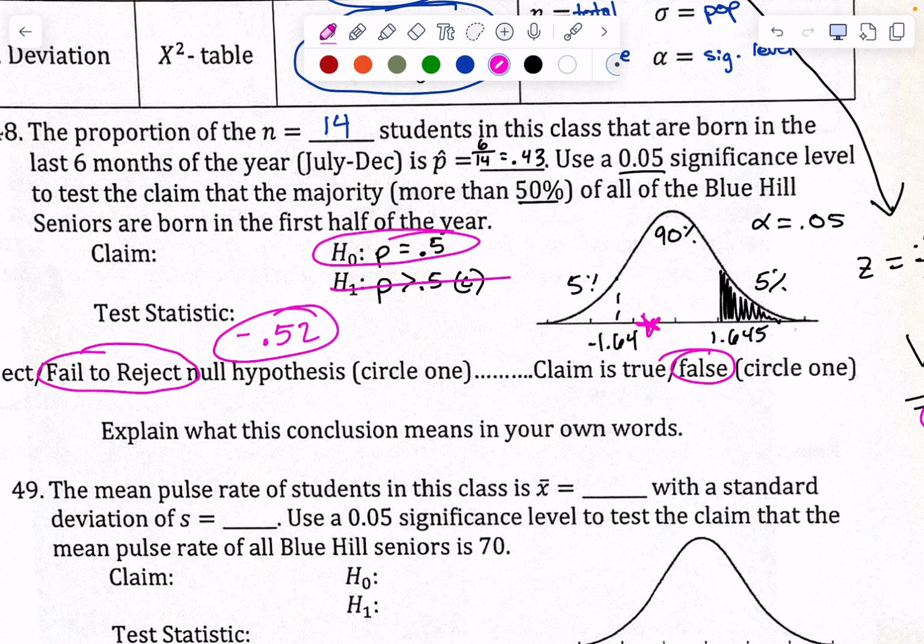To test the claim that the majority of all Blue Hill students are born in the first half of the year. The majority of Blue Hill students are not born in the first half of the year. It actually was the second half of the year. Majority not born in the second half, right? We concluded that that was not a majority.